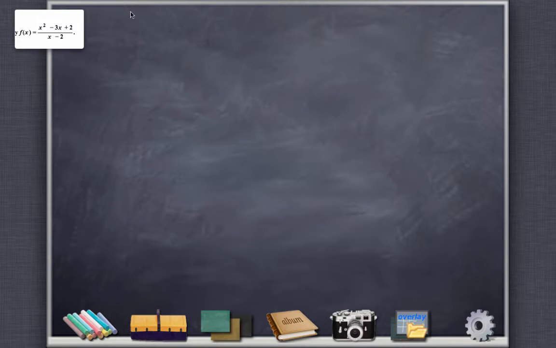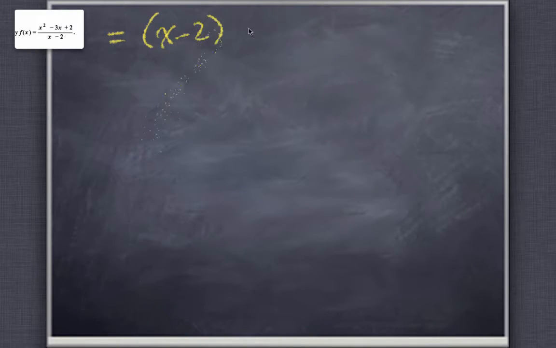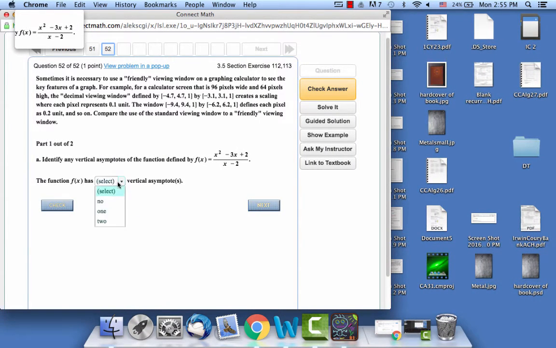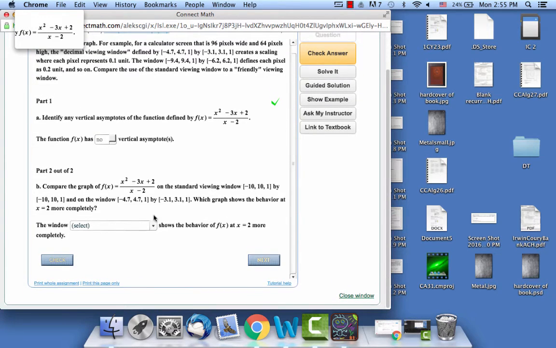For our vertical asymptote, the first thing we have to do is factor. So if we factor the top, we get x minus 2, x minus 1 over x minus 2. So this actually cancels, so it's a hole. This graph will look exactly like the x minus 1, except it'll have a hole at 2. So no vertical asymptote. And we want to look at the different windows that it's suggesting.